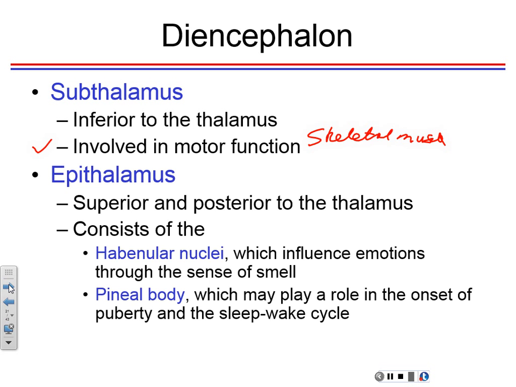And then the epithalamus is above the thalamus. So the thalamus is like that, and the epithalamus is kind of above and behind, posterior to it, superior and posterior. So you have the pineal body right there, and then the hypothalamus somewhere down there.